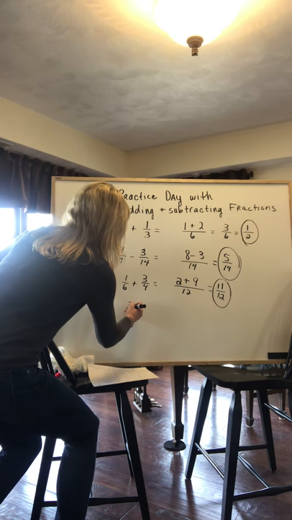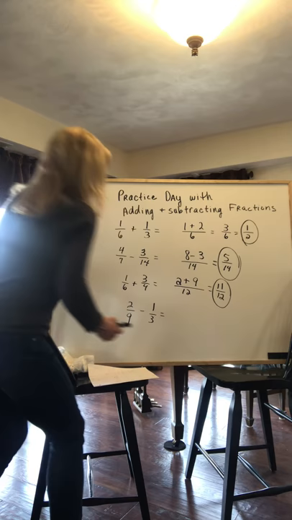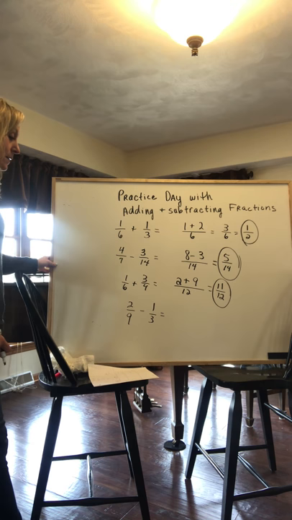Two ninths minus a third. And if you think you're getting the hang of it, I would say pause the video to work out the problem. And if not, you can just keep it going and watch me do the problem for you. So my lowest common denominator here, what is the smallest number that goes into both 9 and 3? That's 9.